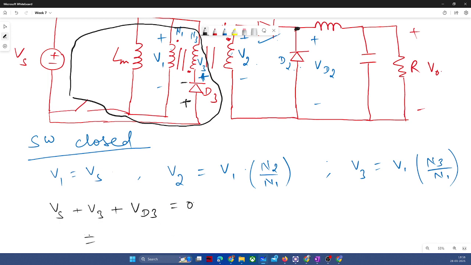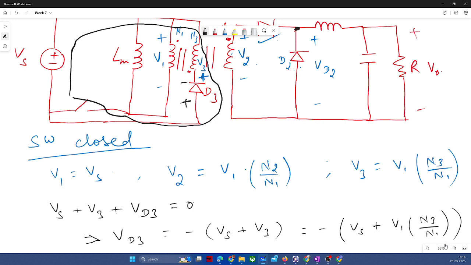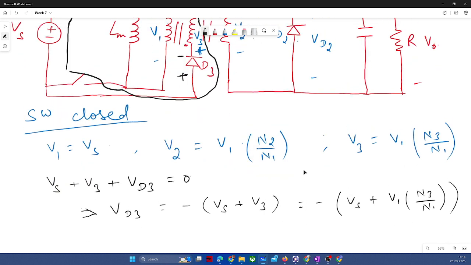With this expression, we can get the stress of VD3, that will be minus Vs plus V3. And if you try to write V3 in terms of V1, V1 N3 by N1. So this VD3 must be able to block this much voltage, first Vs and then V1 into N3 by N1. So whatever the value of V1 that you will get, V1 is nothing but Vs, right? During turn on.